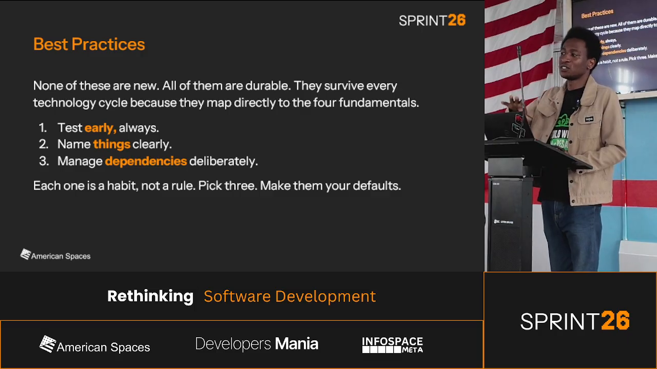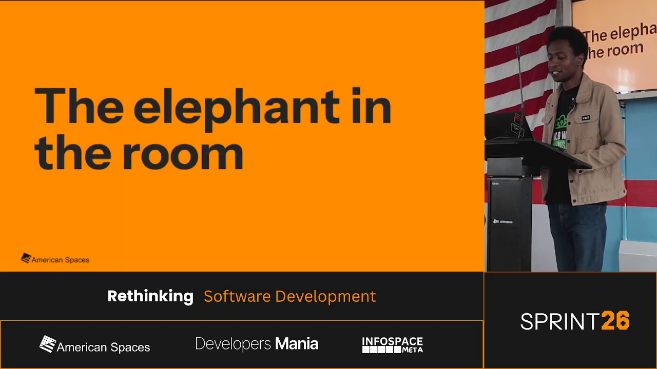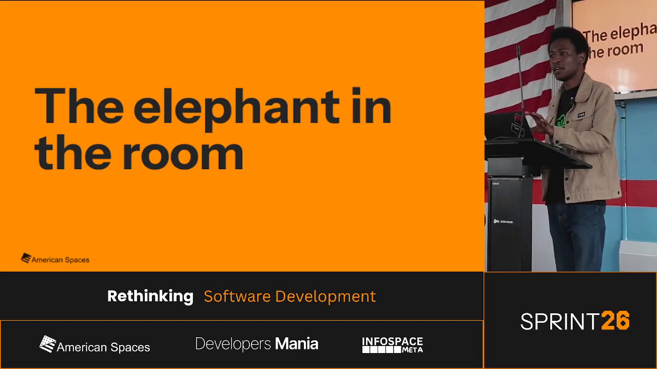Like for instance, don't use libraries if you don't know what they are doing. So, the elephant in the room. Theory is great, but nothing makes an idea stick like seeing what others are doing. And we are going to talk about it. The elephant in the room is AI.